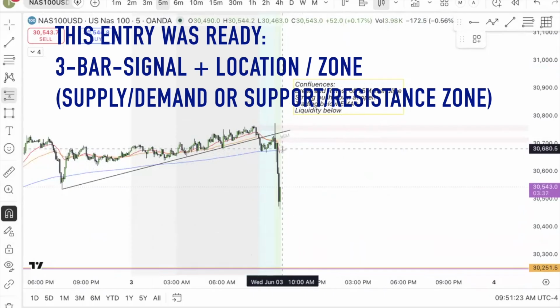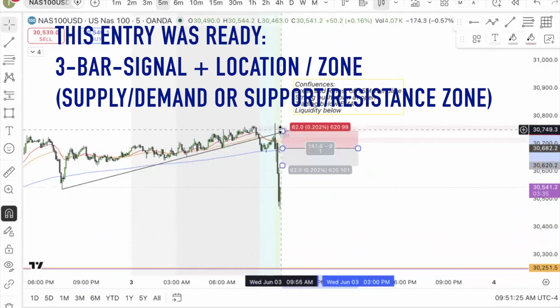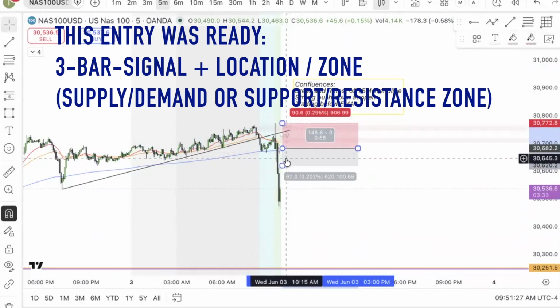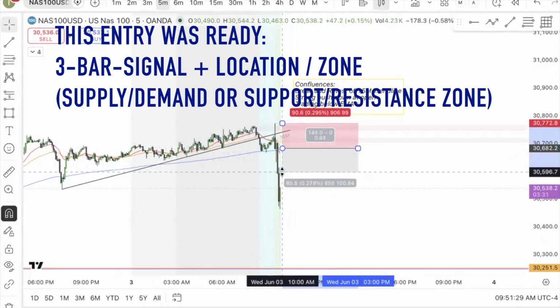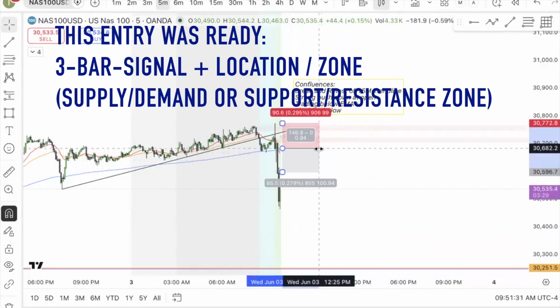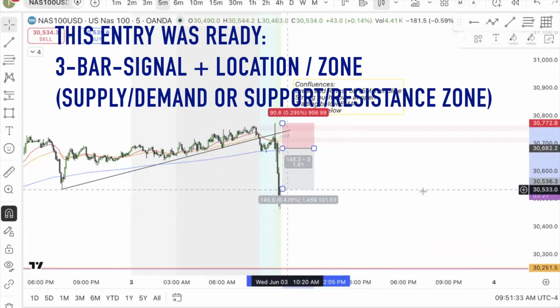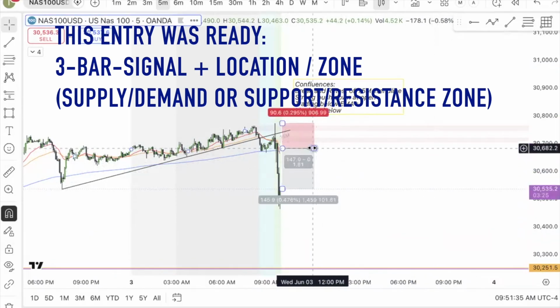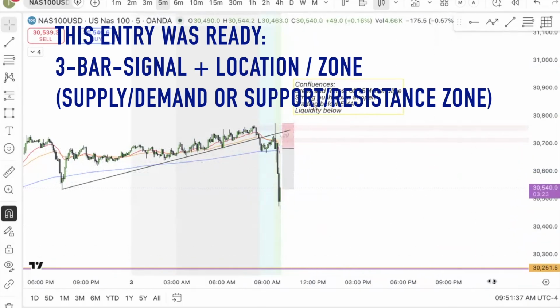And so here's our simple takeaway is that the 3-bar reversal is a great signal, but it really needs to be in the right place. So before we enter, we want to check where the pattern's forming. And if the location isn't clear, then it might be better to wait for more information or more confirmation.